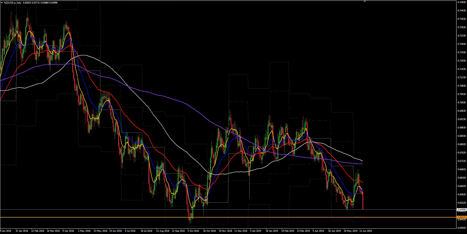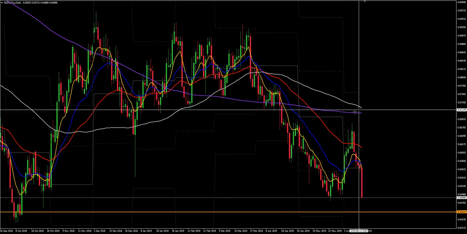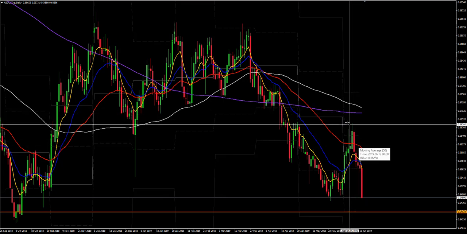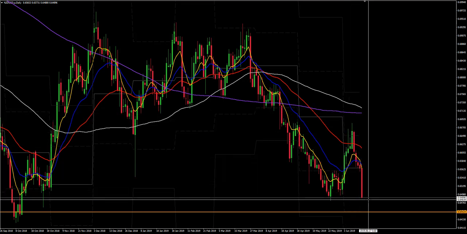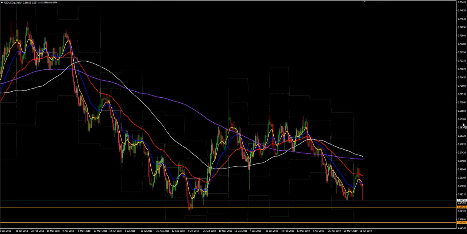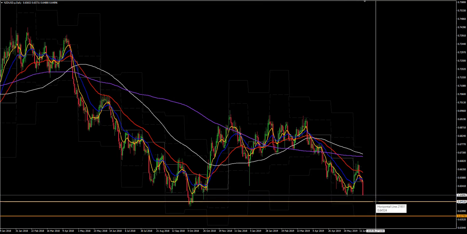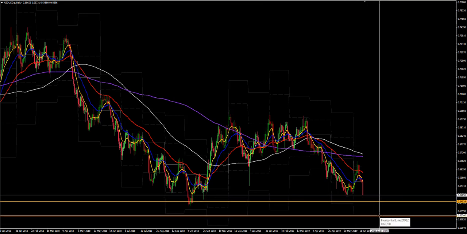Kiwi, very similar movement to the Aussie. I was hoping price would make that final push to the daily 200. Never happened. We've seen strong selling coming in. Look for those intraday sell setups and targeting these pivot levels. So we've got the S1 here and the S2 region over here.